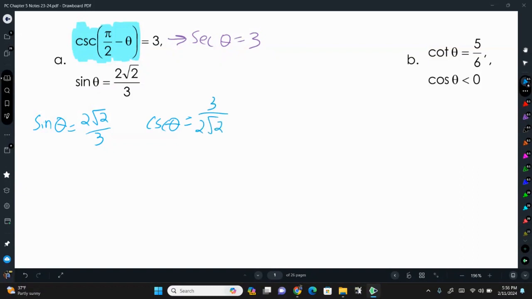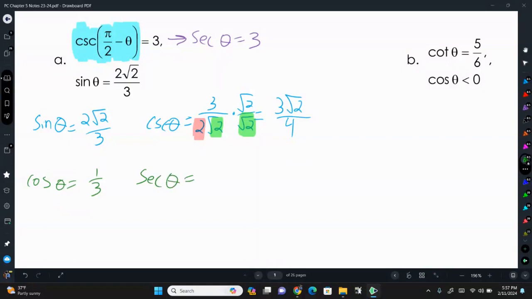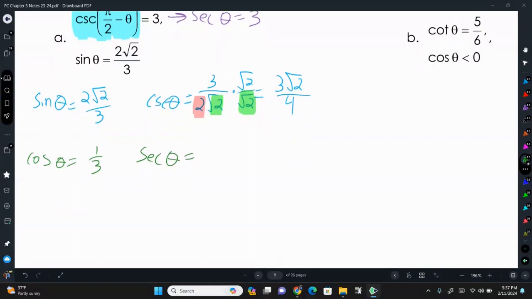But we can't have the square root of 2 in the denominator, so we multiply the top and bottom by the square root of 2 over 2. So you have 3 times the square root of 2 over the square root of 2 times the square root of 2. This part right here gives you 2, multiplied by that 2 gives us a 4 in the denominator. Then we were given what secant is equal to. Secant is 3, so that means cosine has to be 1 over secant, or 1 over 3.